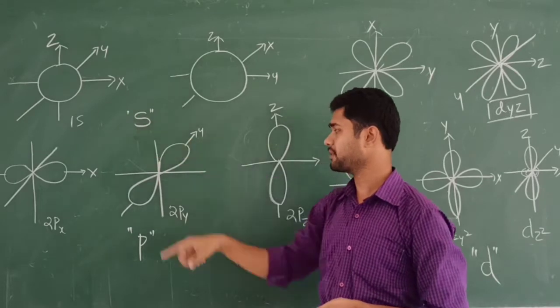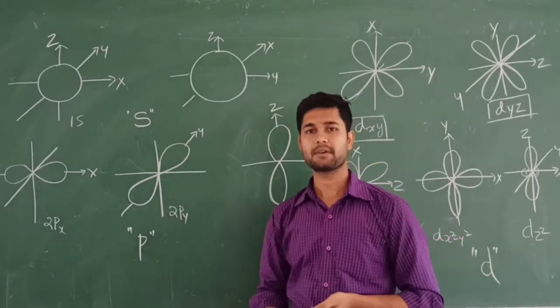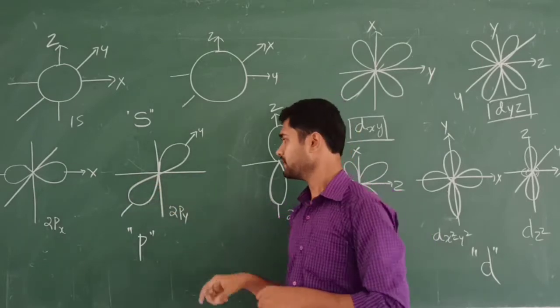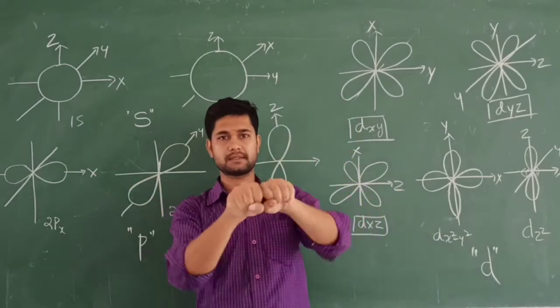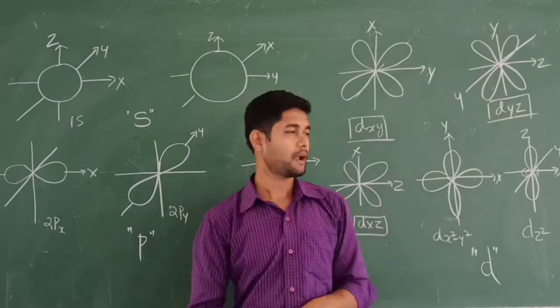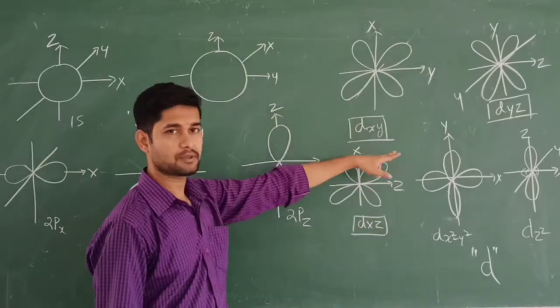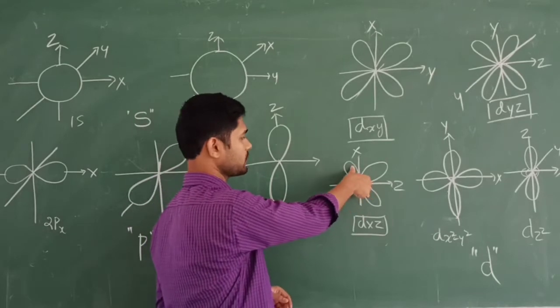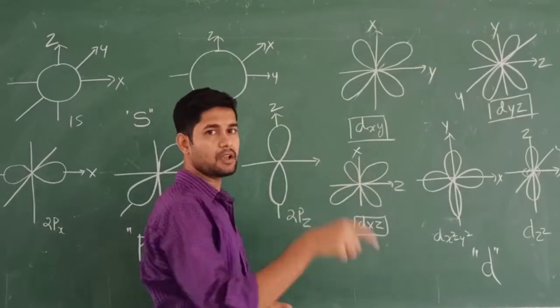These are the spherical shape, and we have seen the p shape. p shape is dumbbell shape. p means dumbbell, right? So like this will be the dumbbell. This is called dumbbell shape, and this is called the double dumbbell shape. d stands for the double dumbbell. So this is one dumbbell, this is another dumbbell. So this is called double dumbbell shape.